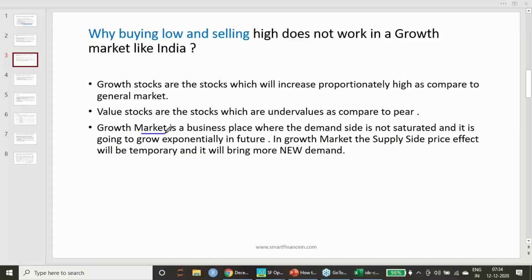What happens here? You have a population of 140 crores. Out of that, only 8 crores are involved in the capital market, directly or indirectly. What about the other population? There is a huge mass of young people who are just getting aware of this. Whenever there is a growth market, we talk about the demand side. So here demand is not saturated.